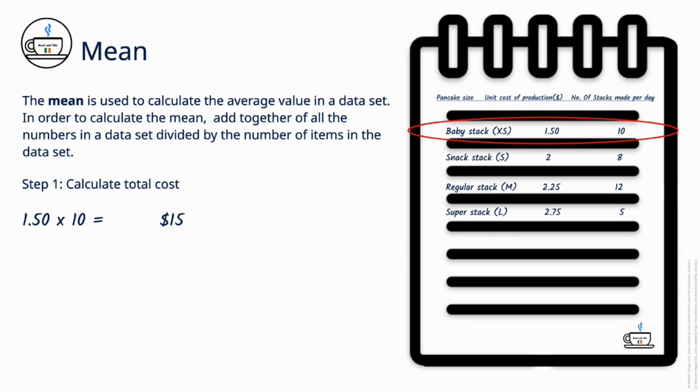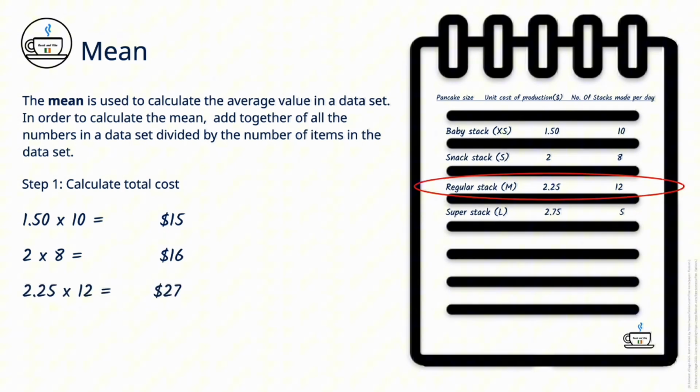We repeat this process again for each of the pancake sizes, small, medium, and large. We times the unit cost of production by the number made each day. So that means for the small stack, the total is $16, the medium stack, the total is $27, and the large stack, the total is $13.75.